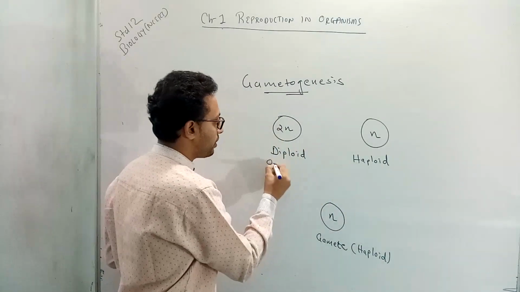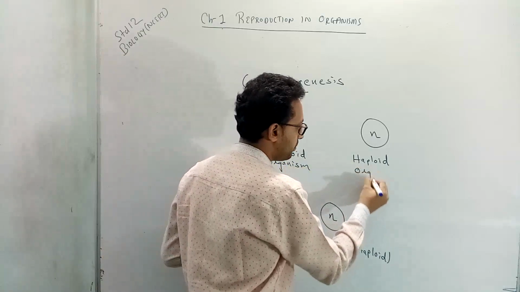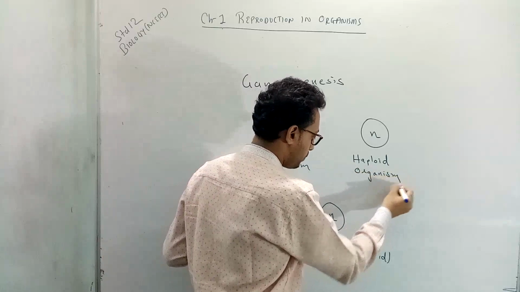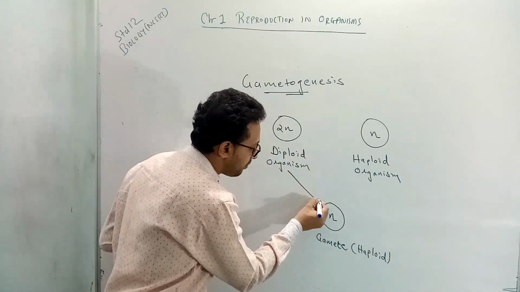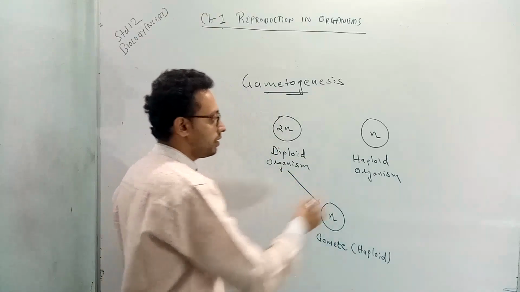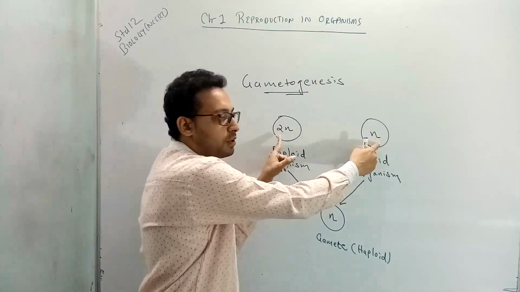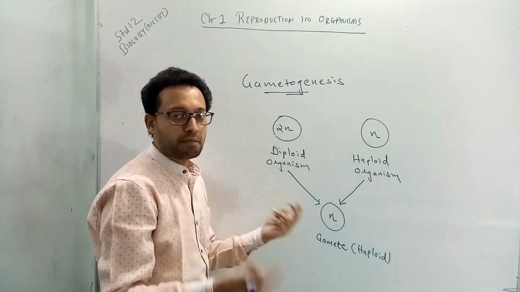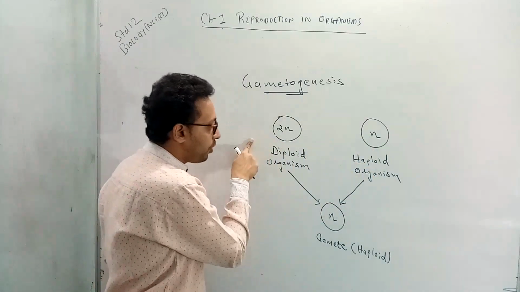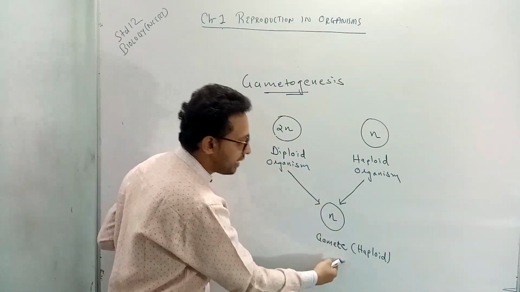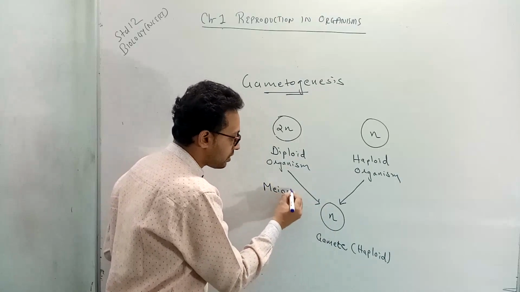This is diploid organism. This is haploid organism. And this one is a haploid gamete. Now this diploid organism can produce haploid gamete and the haploid organism can produce the haploid gamete. Both are capable of producing the gametes. The organism might be of two types, diploid as well as haploid. But when the diploid organism produces a haploid gamete, that is occurring by a process called meiosis.